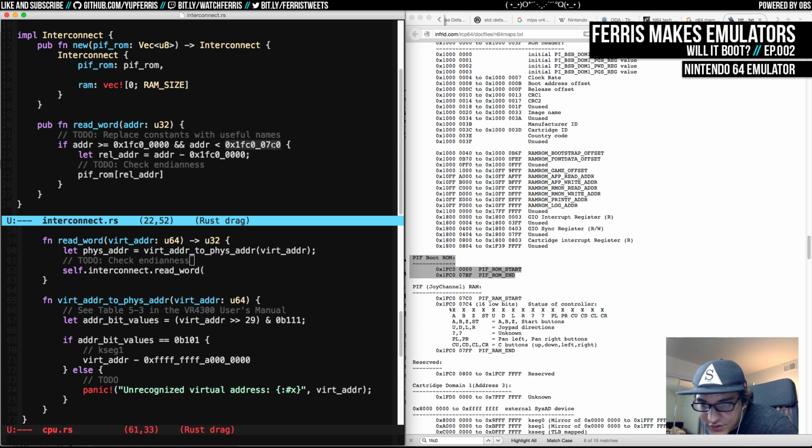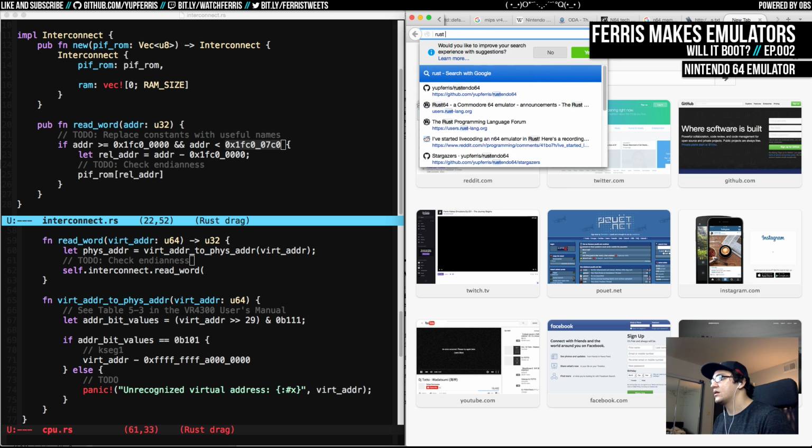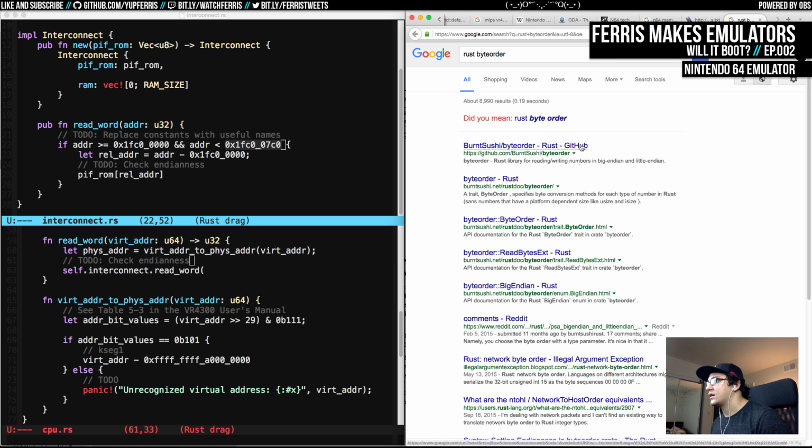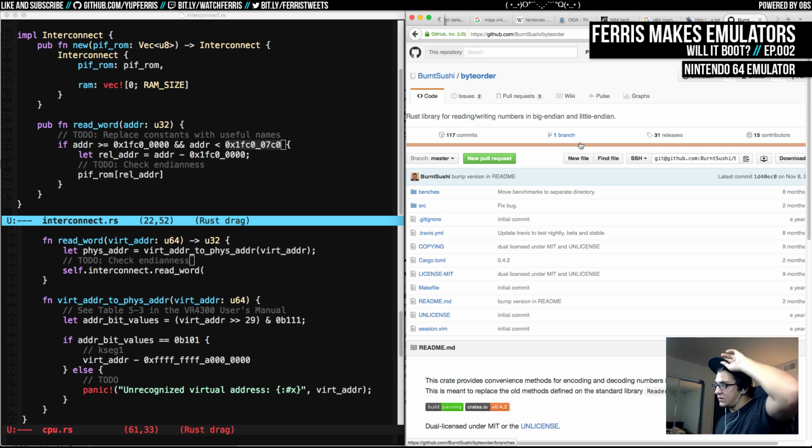A Silenter Orchestra: You might be interested in the byte order crate. Oh, I forgot about the byte order crate. That's BurntSushi's crate. I do remember looking at that. For reading and writing numbers in big endian, little endian.